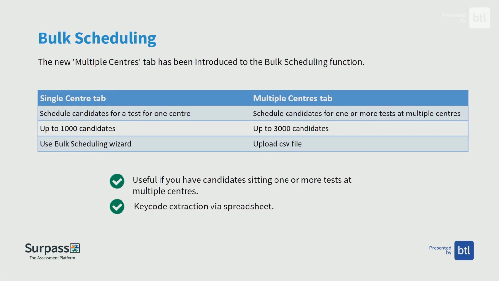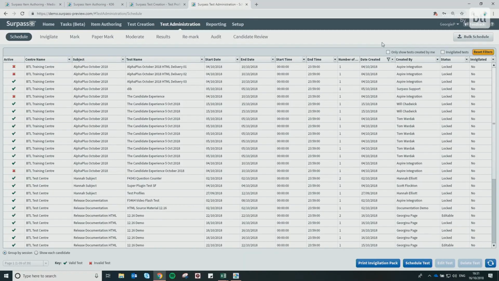3,000. Yeah, exactly. So it's to cater for the high volumes, and also because you're scheduling multiple candidates at multiple centres and for multiple tests potentially, that kind of accounts for the upgrade in the number of candidates that you can schedule for tests. And it's all done in one CSV file, so you don't have to work with multiple files, it's just one. Very good. So you've got an example of this to show us? Yes, this one I made earlier?